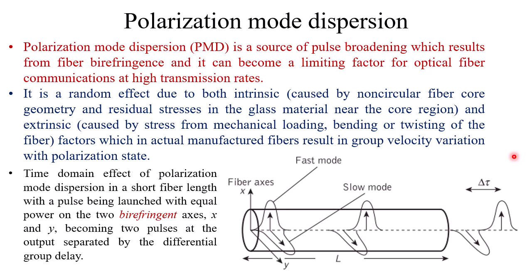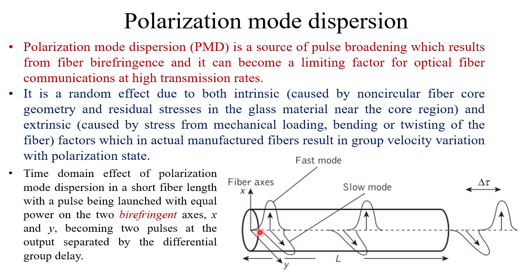So extrinsic factors and intrinsic factors are there, which in actual manufactured fiber result in group velocity variation with polarization state. The time domain effect of polarization mode dispersion in a short fiber length with a pulse being launched with equal power on the two birefringence axes. This is one, this is another. These are two birefringence axes, x and y, becoming two pulses at the output separated by differential group delay.